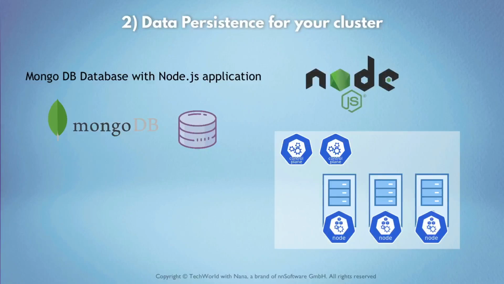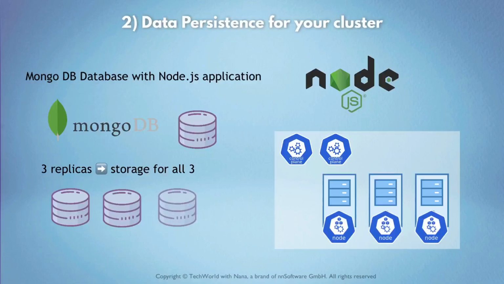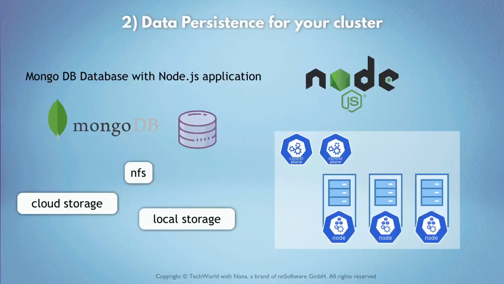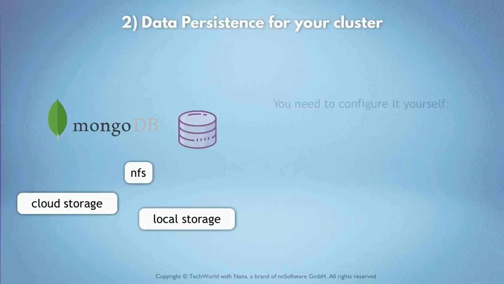replicas of that. Now, database applications need data persistence, right? To save that application data. And if you have 3 replicas of a database, you need persistence or storage for all 3 replicas. We already covered data persistence in a separate lecture, so you already know there are different types of storage. Like there are cloud storage providers, there is NFS, local storage on the nodes themselves, etc. And the storage you have to configure yourself. Kubernetes doesn't do that for you.